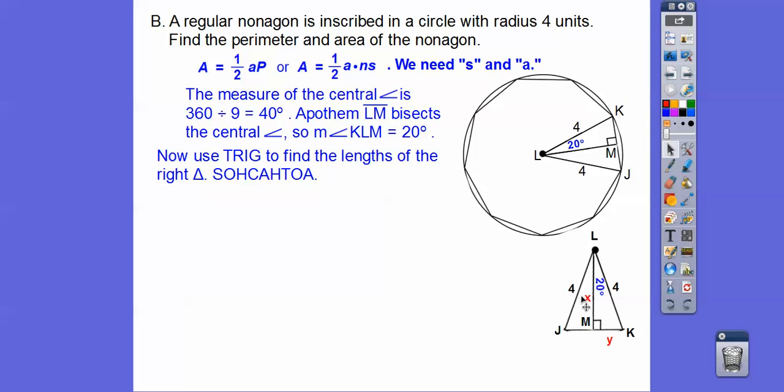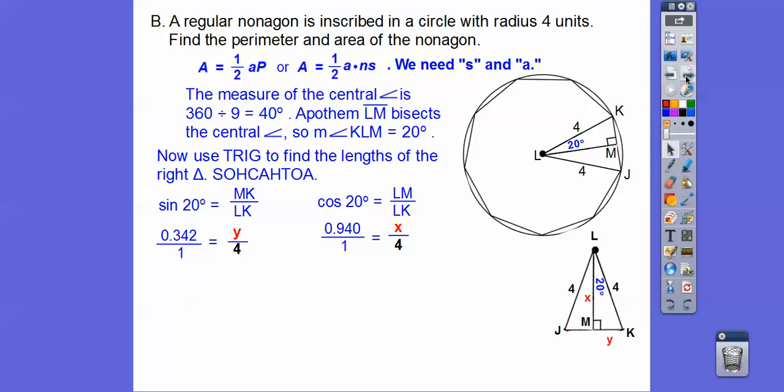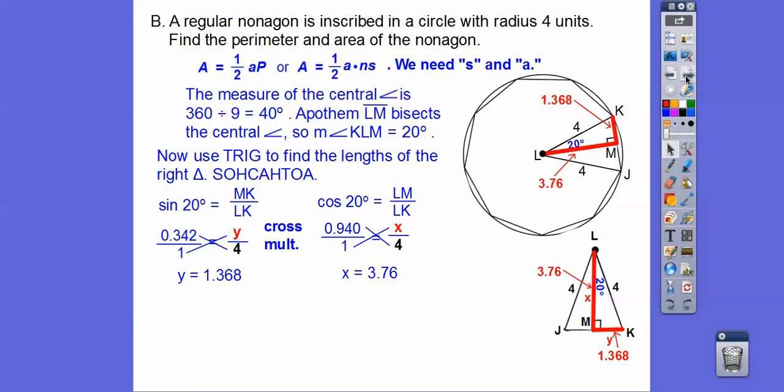So y is opposite, 4 is the hypotenuse, and x is adjacent, so it looks like we're going to use sine and cosine. The sine of that 20 degrees equals opposite over hypotenuse. The cosine is adjacent over hypotenuse. Here we go. We plug that in our calculator, cross multiply, and we get y to be about 1.368 and x is about 3.76. Remember, this is the apothem. We need the whole side length, so we double the 1.368, and that gives us 2.736. Now we know everything, you guys.